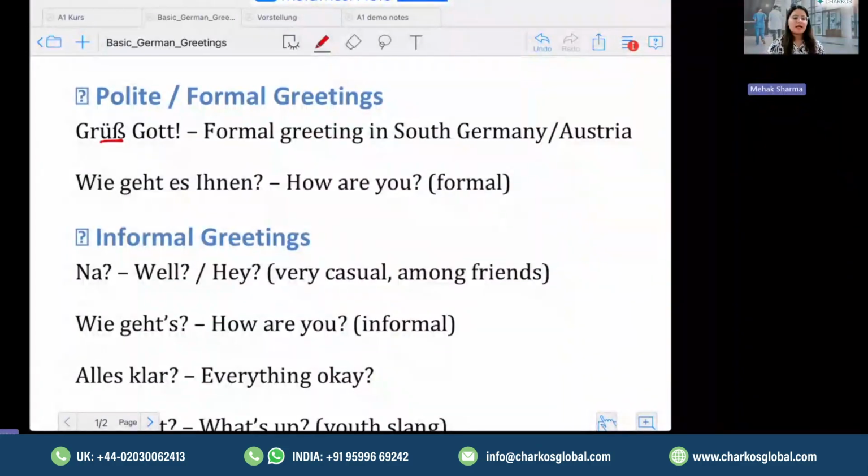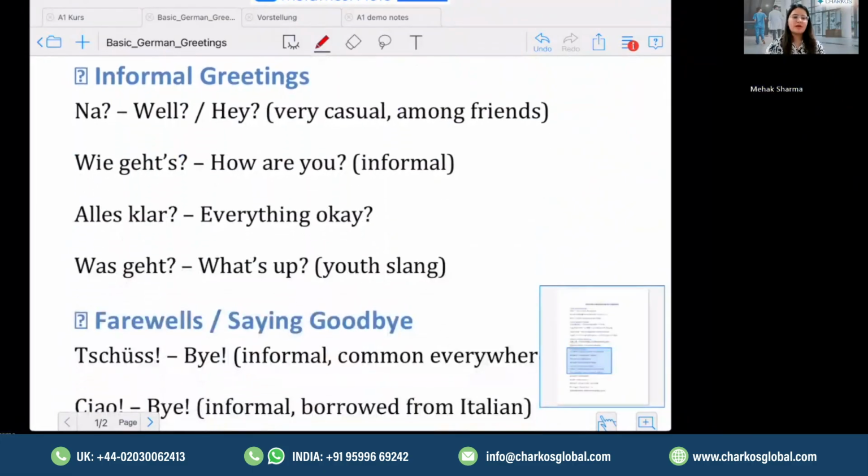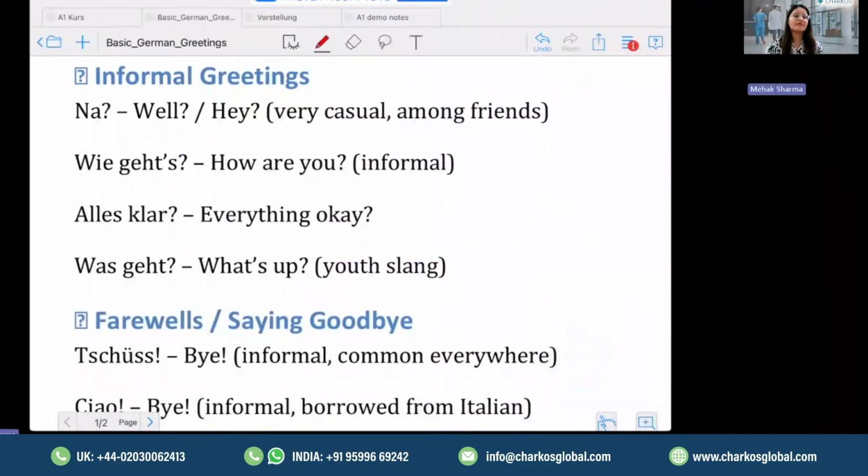Okay. Next, we have informal greetings. Now, in the informal greeting, the very first one is very casual, super casual, used amongst friends mostly. So it's like Na, a very common one used in Germany by Germans. Na. So it's like okay, well, hey, yeah.